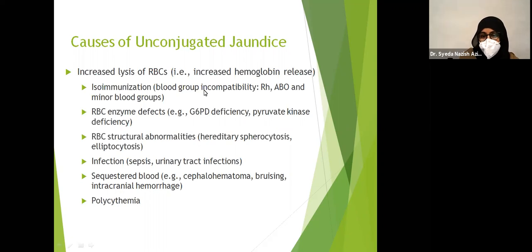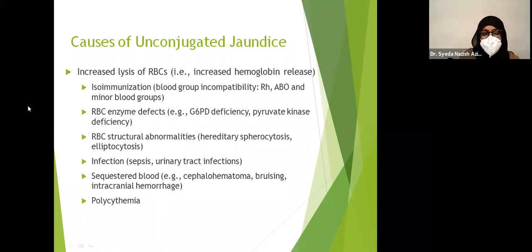The less common form is Rh incompatibility. It happens when the mother is Rh negative and the baby is positive. It does need prior sensitization. And during the past few decades, with the introduction of RhoGAM, which is the anti-gamma globulin for the D antigen of RBCs, we are seeing it less and less in newborns.